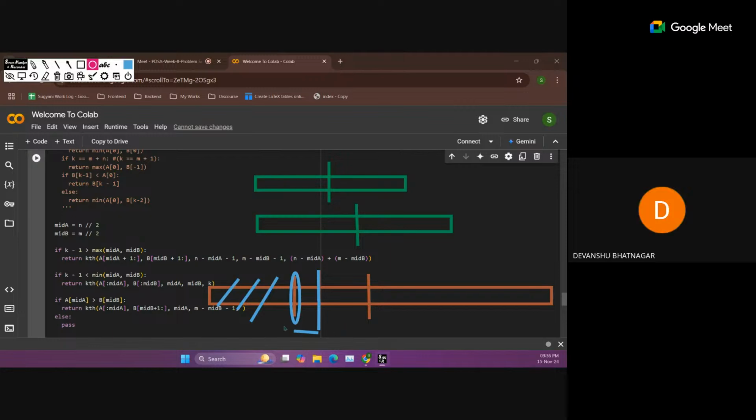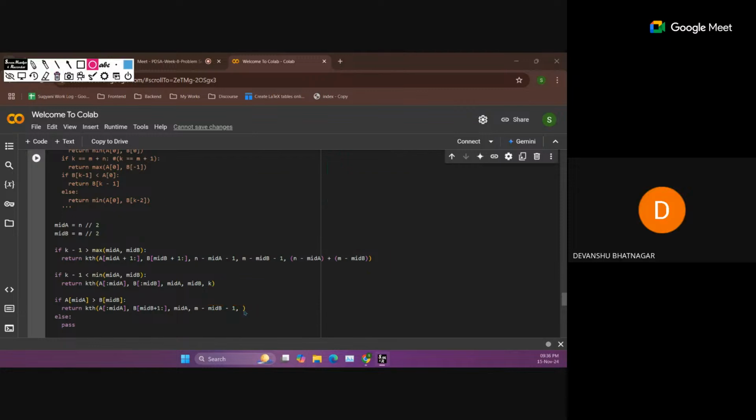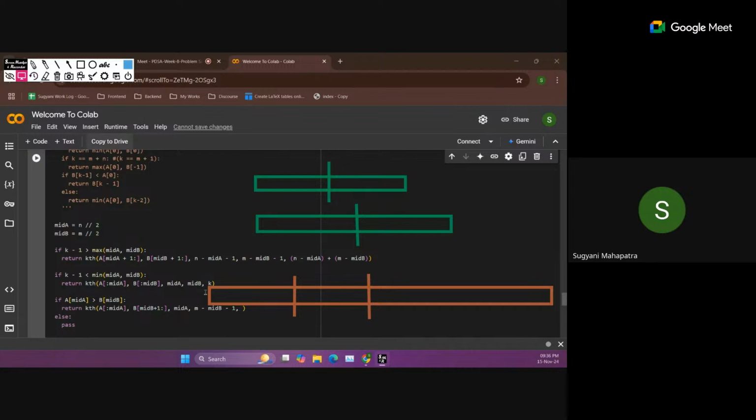It is the minimum of mid of A and mid of B. Why? I have already decided that my mid of A is coming over here, and that is mid of B. If this is mid of B, then what should be the length of this region, this part? Exactly, it will be K minus mid of B.